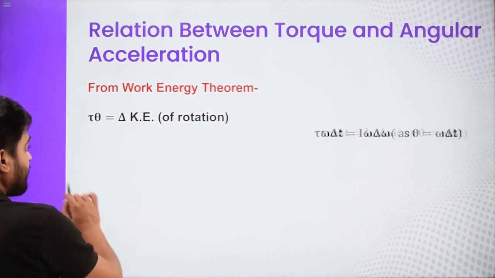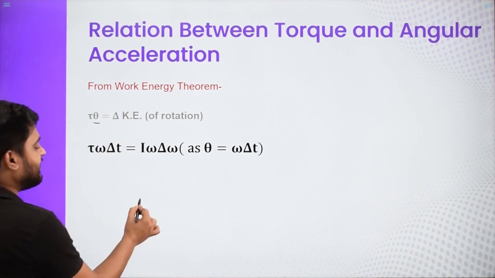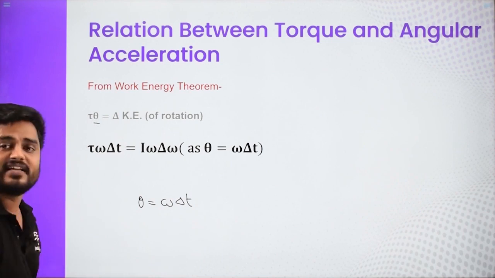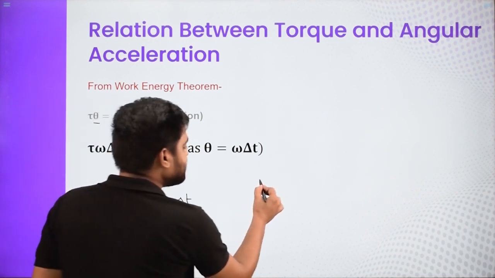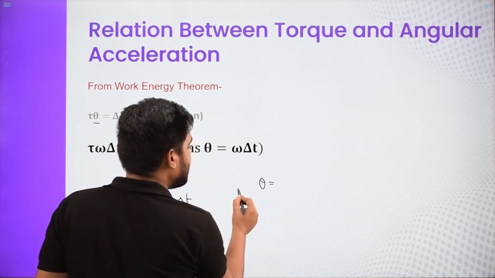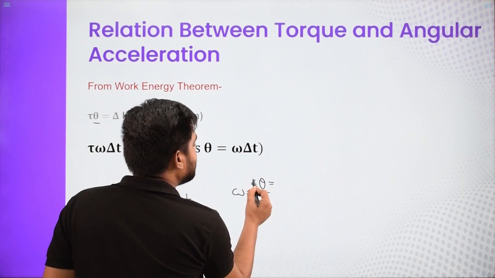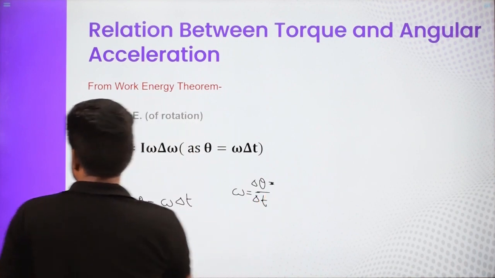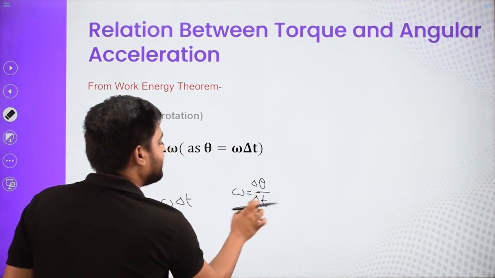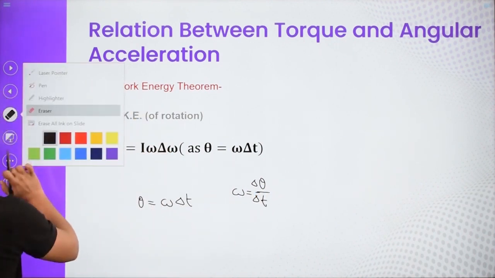So here is the thing: if I know the angle covered, theta is nothing but omega times delta t. We have already learned this basic omega formula: omega is delta theta by delta t. So this gives me delta theta, or theta is equal to omega delta t. That is going to be the angle covered.